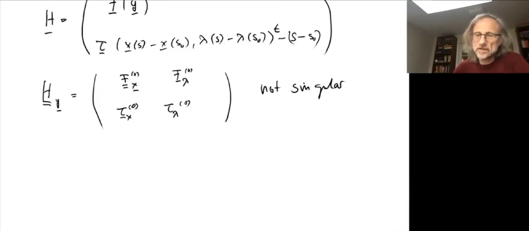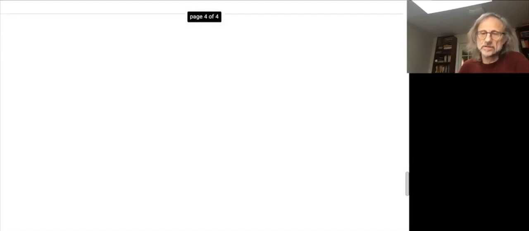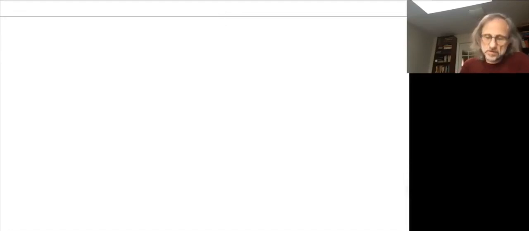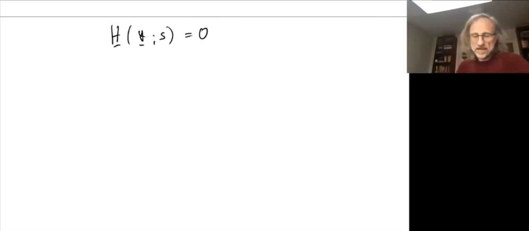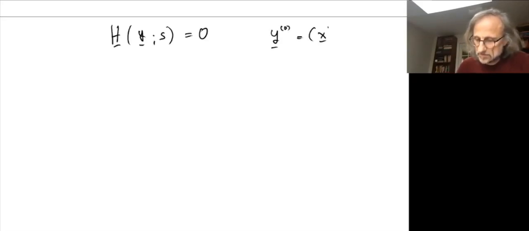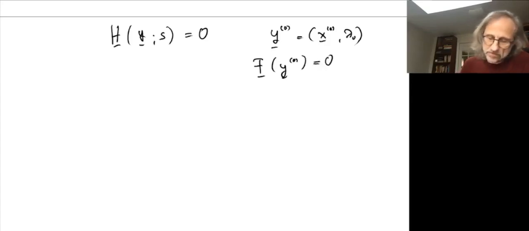So let's illustrate what's going on here with just performing the first iteration, a first step in the Newton iteration. So we're trying to solve h of y and s equals 0. And we have a solution y0, which is x0, lambda 0. And we have that y0 satisfies f equals 0.